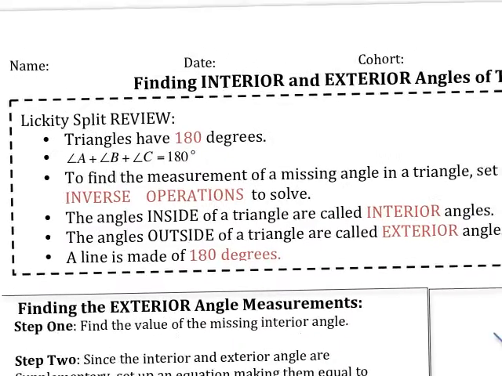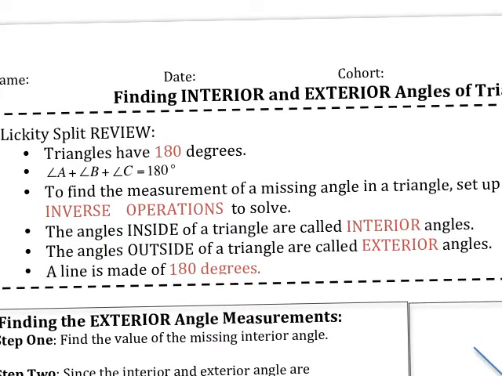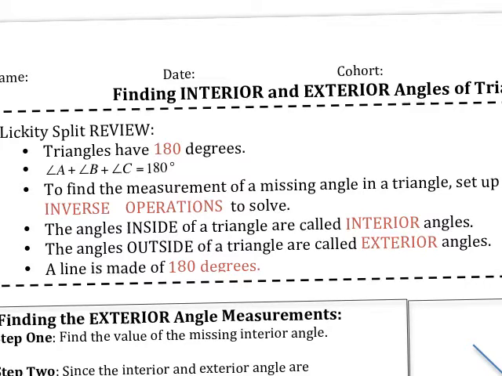All right, hopefully this part is not difficult, but the inside angles of a triangle are called interior angles. The angles outside of a triangle are called exterior. So if someone's talking about the interior of your house, think in is inside. The exterior of your house is outside. And then remember, a straight line is made of 180 degrees. So I'm going to add a little part here that says a straight line is made of 180 degrees.